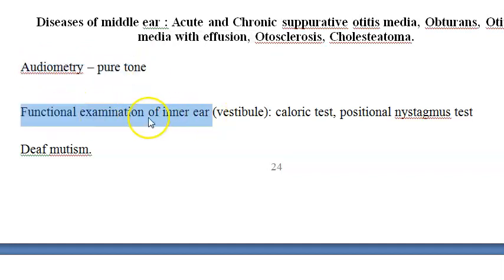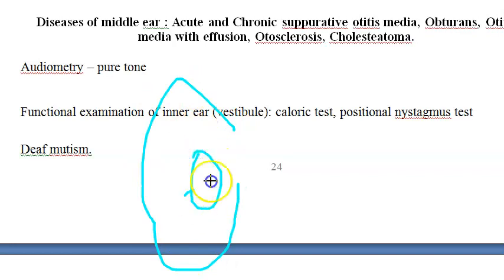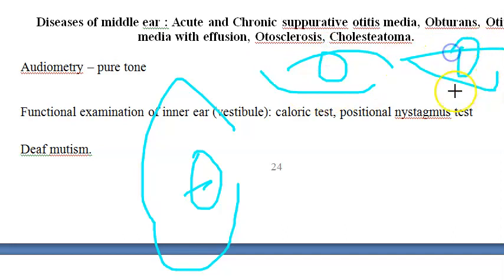Functional examination of the inner ear. How will you check the inner ear? You should know how to check the vestibular part, and you should also know how to check the cochlear part. So the vestibule, which is for balance, how will you check? You will do the caloric test. Basically they put cold water and hot water in the ear, right? And check for nystagmus, that is a movement of the eye. So positional nystagmus test. What you should understand is that when we put hot or cold water in the ear, there will be eye movement. That will be the caloric test, okay.